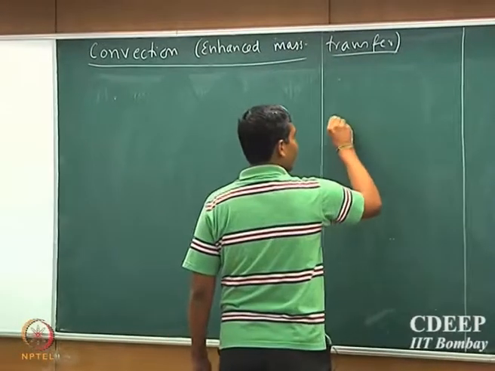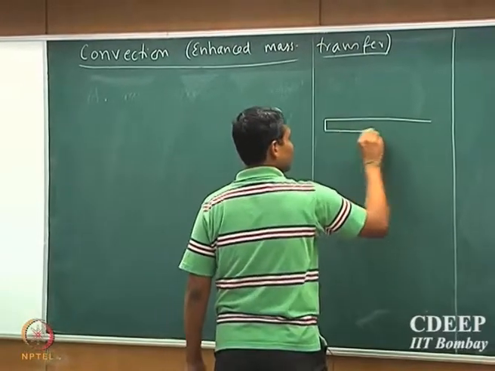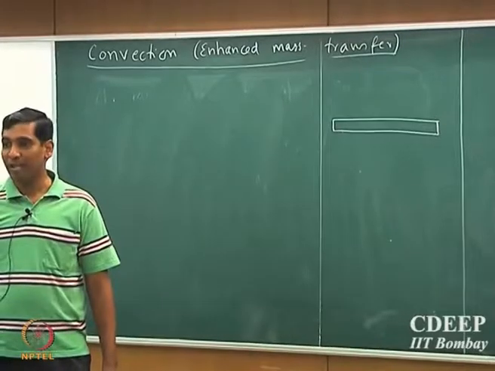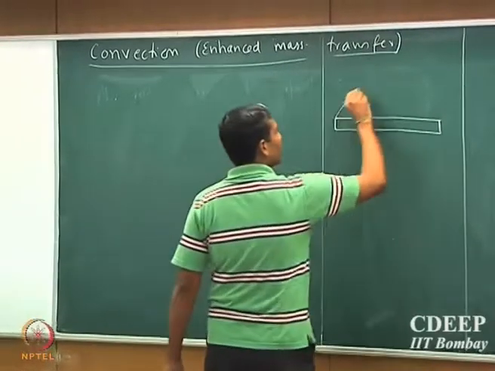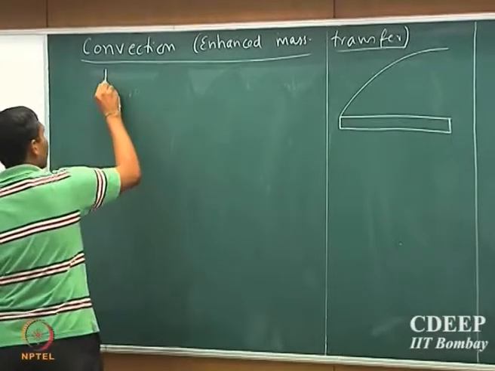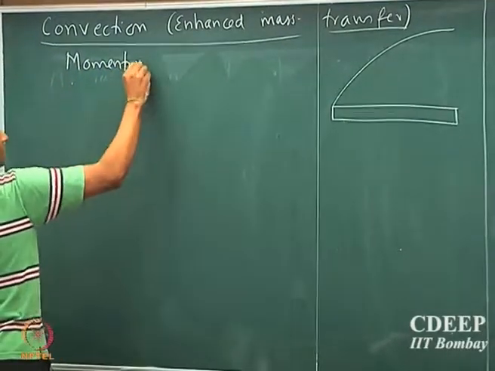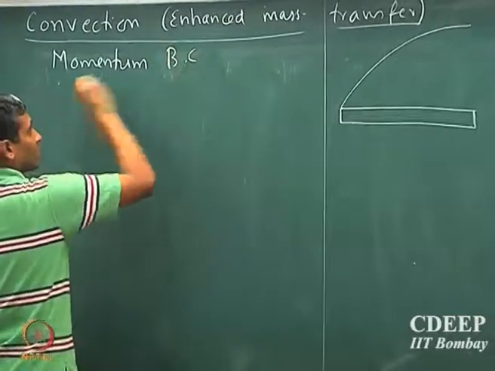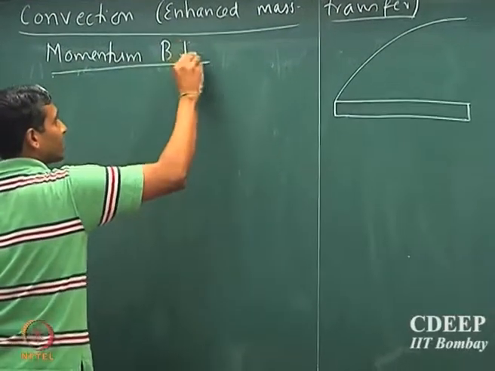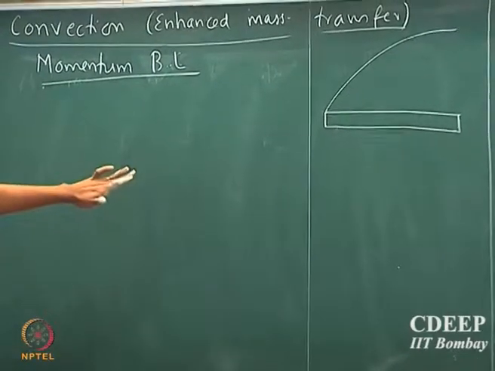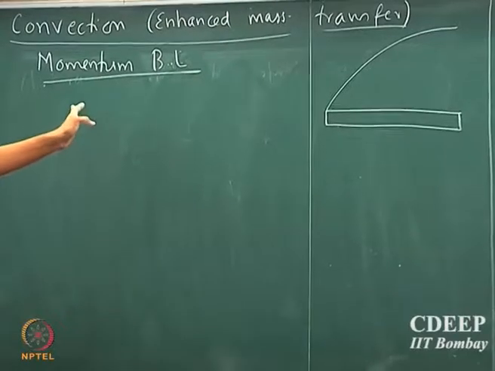So suppose I take a flat plate. I said there is going to be a boundary layer, so let us look at the momentum boundary layer. This has been dealt with quite extensively in your fluid mechanics course, so I will just briefly outline and will not go into the details of explaining all aspects of the momentum boundary layer.